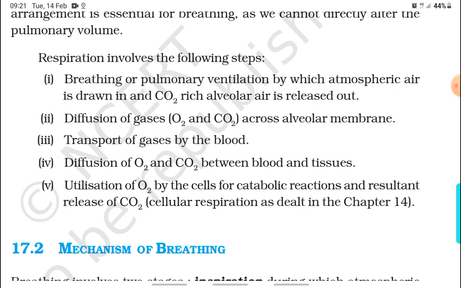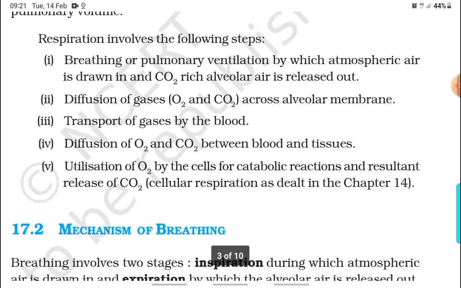Transport of gases by the blood. Diffusion of oxygen and carbon dioxide between blood and tissues. Utilization of oxygen by the cells for catabolic reactions and resultant release of carbon dioxide. Cellular respiration, as dealt with in chapter 14.